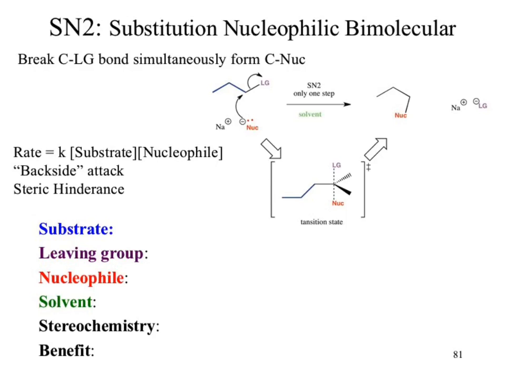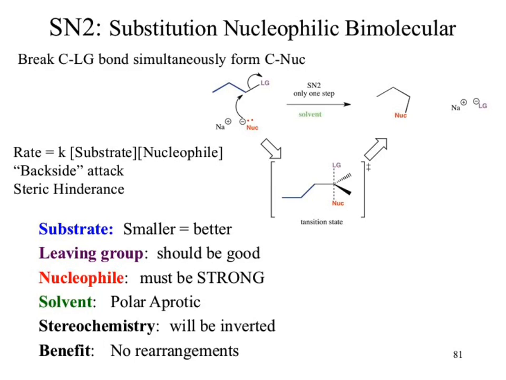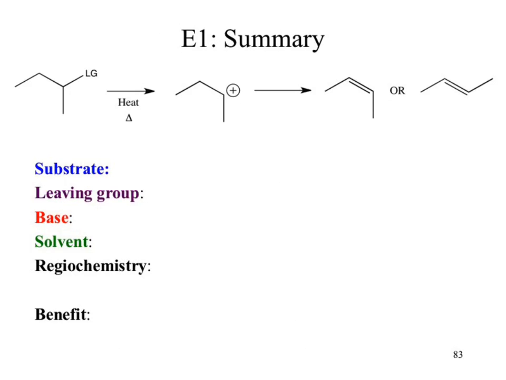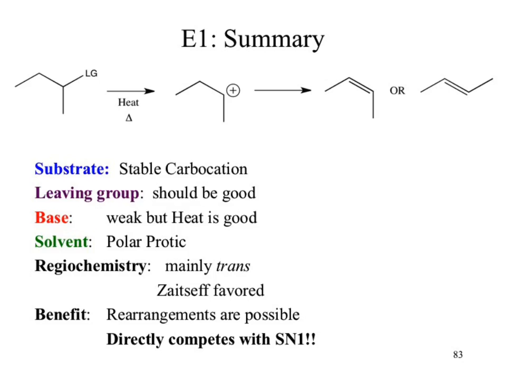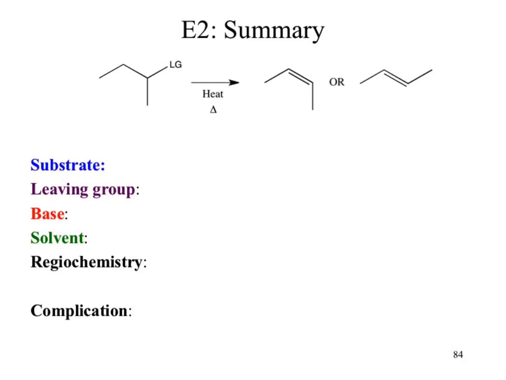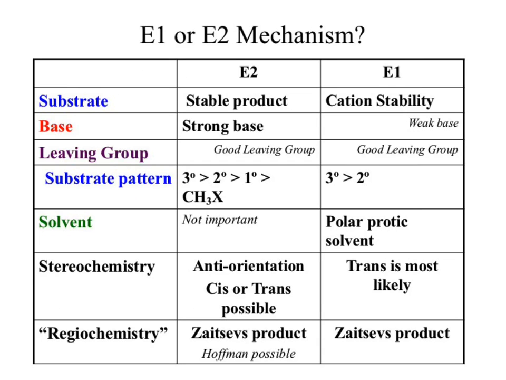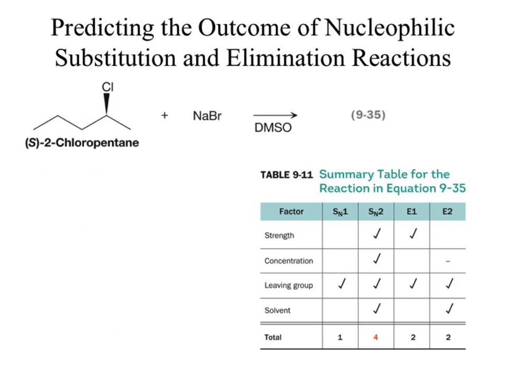SN2, we've got the mechanism. We've got our rate law, backside attack, steric hindrance, all of our key words. What do we need for the substrate? Smaller, better. All of the key things nailed down on one slide. So if we're trying to decide between substitution, our SN1 or our SN2, we can evaluate side-by-side comparisons. We can do the same thing for our E1 mechanism, all of the pieces. We can do the same thing for the E2, all of the pieces. There's a nice chart that puts it all together again, so we can now compare each of those pieces all the way through.